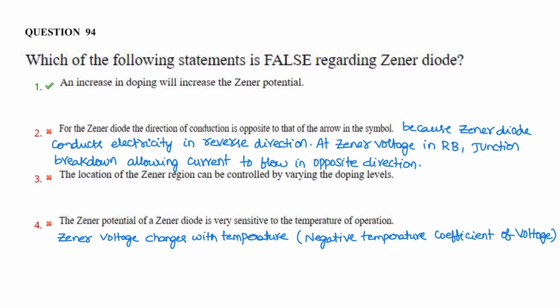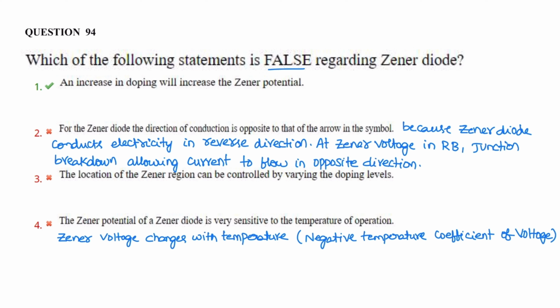Next question. Which of the following statement is false regarding Zener diode? In the question they have asked for the false statement. So see the second statement. For Zener diode, the direction of conduction is opposite to the arrow in the symbol. That statement is correct because Zener diode conducts electricity in reverse direction at Zener voltage in reverse bias. The junction gets breakdown, allowing current to flow in the opposite direction. Statement 2 is correct.